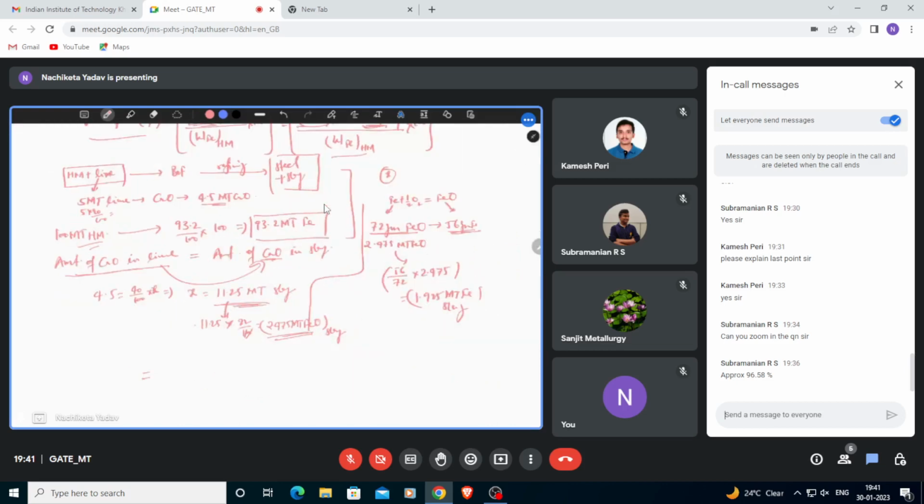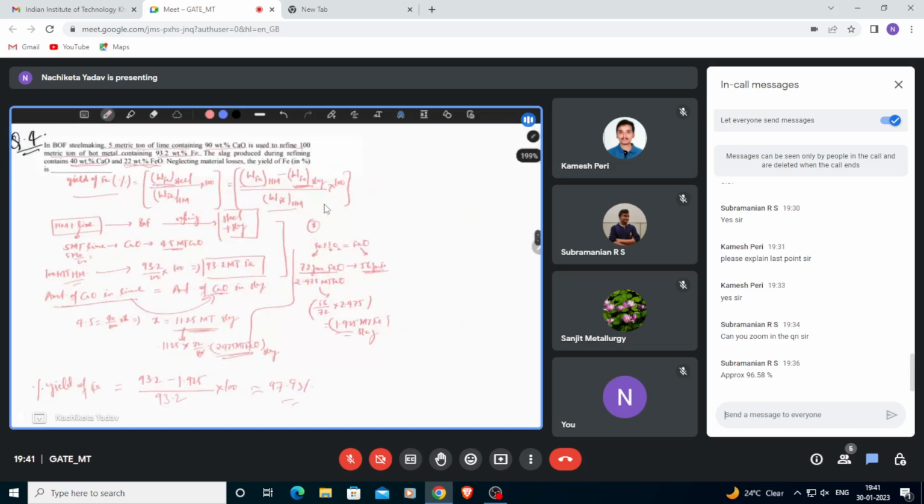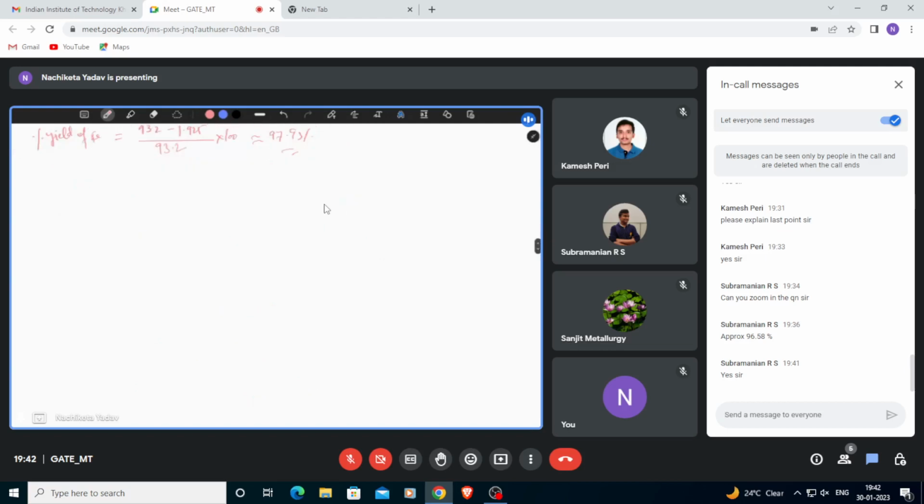93.2 minus 1.925, divided by 93.2, into 100 is the percent yield of iron. So you will get nearly 97.93%. Is it okay? Subramaniam, you can check again. Okay, then we are moving to the next question.